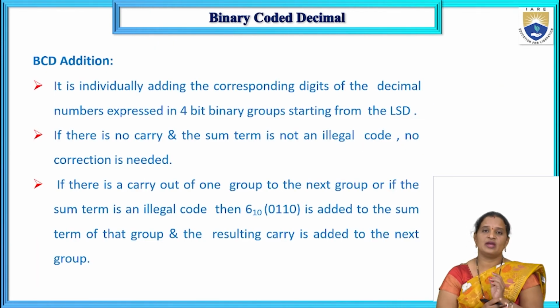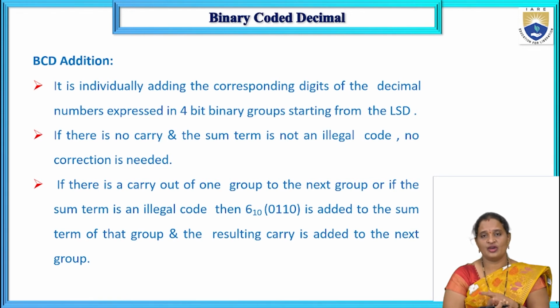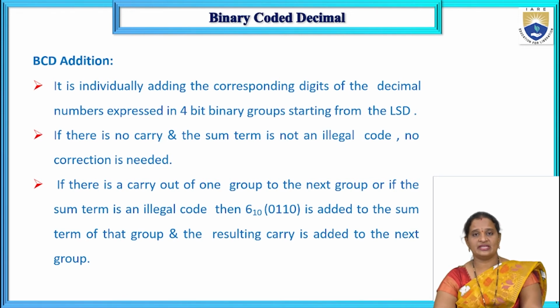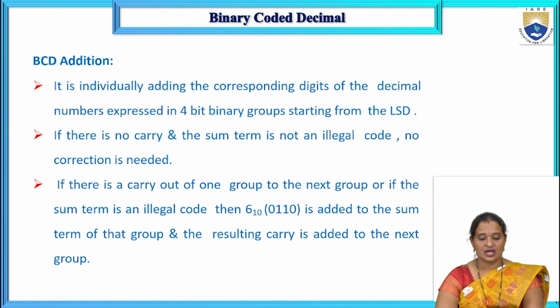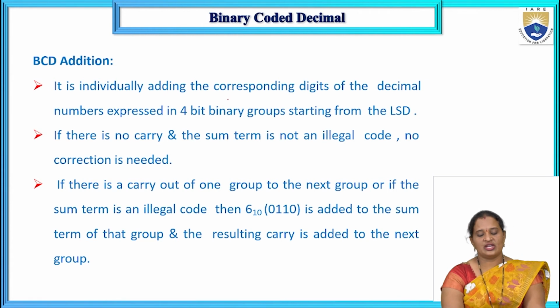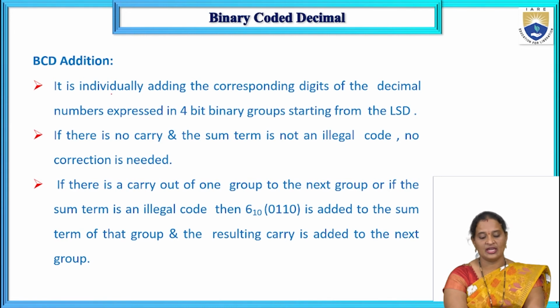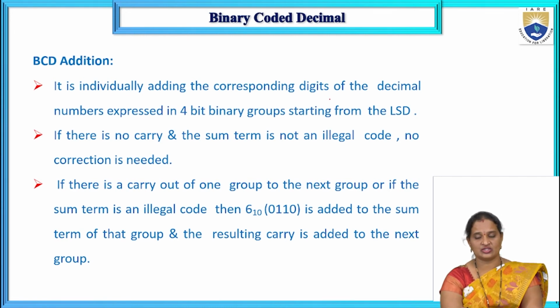We can also perform addition and subtraction of decimal numbers using BCD codes. So BCD addition: we'll have a procedure for this. First we will look into the procedure for performing BCD addition. In this we add the digits individually, adding the corresponding digits of the decimal numbers expressed in 4-bit binary groups, starting from the least significant digit to the most significant digit. So first we can perform the decimal addition by using BCD also.